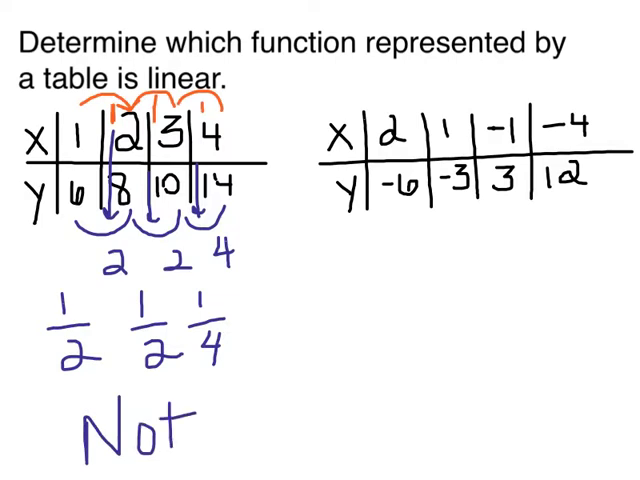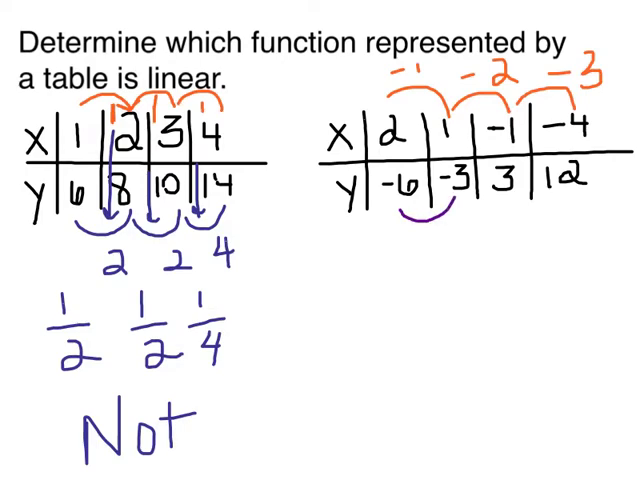In the same light, we look at the next example. So from 2 to 1, you're subtracting 1. From 1 to negative 1, you're subtracting 2. And from negative 1 to negative 4, you're subtracting 3. Now, because these are different, don't think that it's not a linear function, because it still can be. Now we have to look at the y.